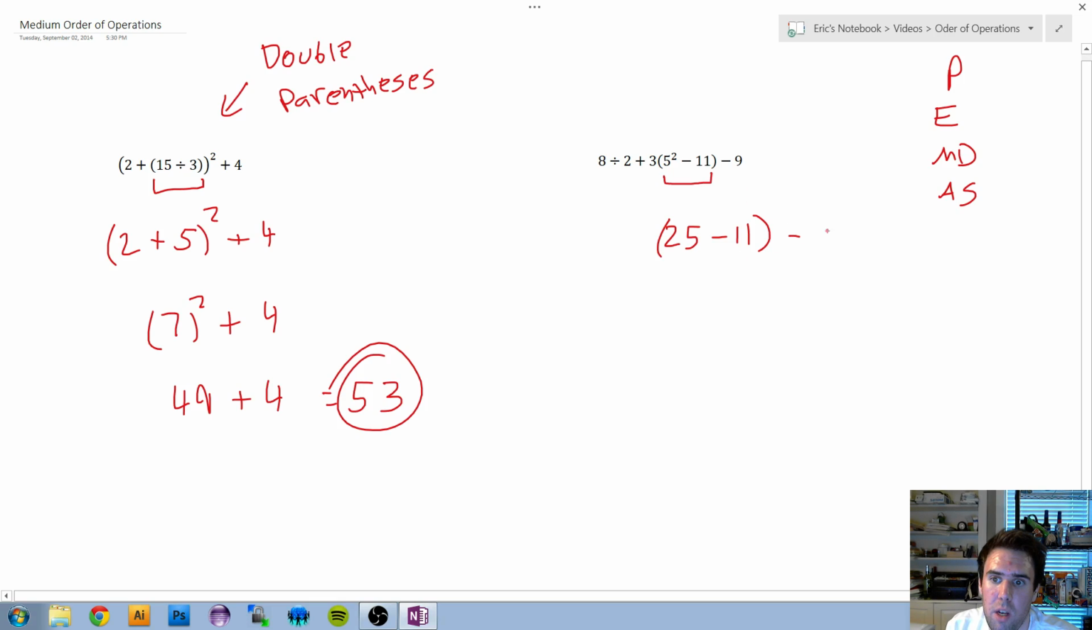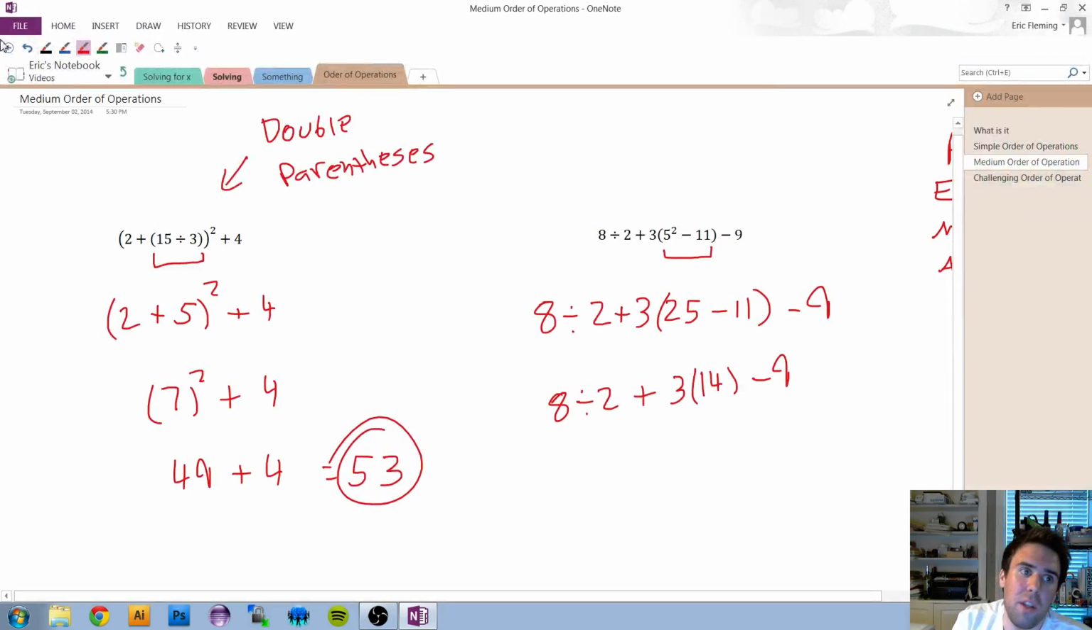And I'm going to write everything I didn't use. That 3 is still there, that plus sign's still there, that 2 is there, that divide by 8 is still there. Now I'm going to start the process over again. What do I see? Well, I see some parentheses to take care of. 25 minus 11, that's going to give me 14. So that 3 is still there, that minus 9 is still there. Nothing happened to this 8, nothing happened to the 2, and I got that plus sign.